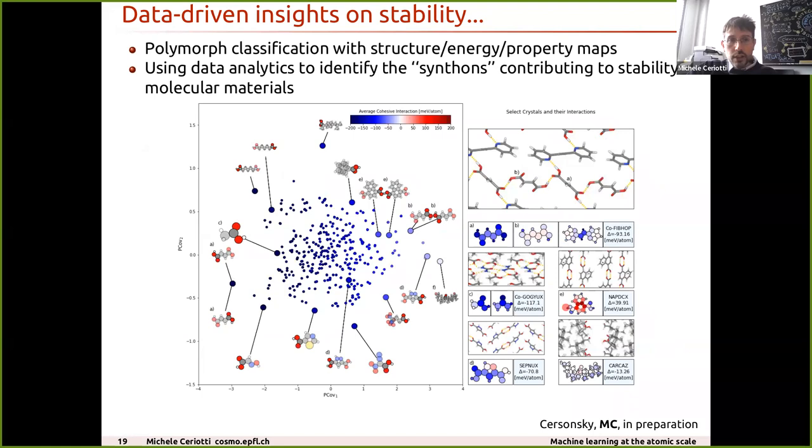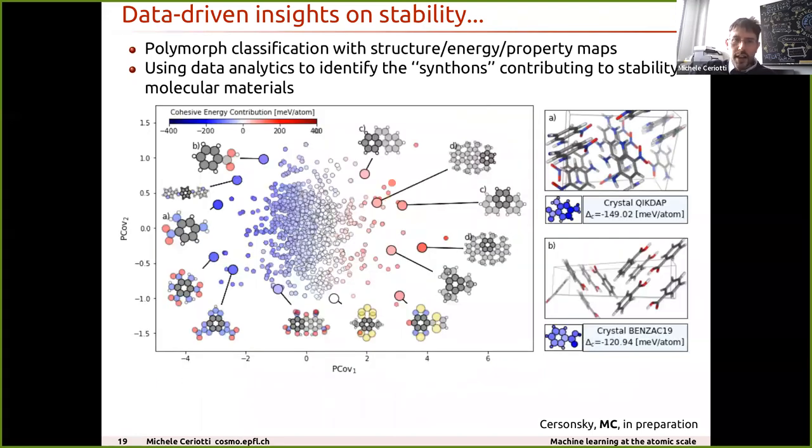And you can use these also to recognize, and this is still a work in progress, binding patterns in molecular crystals. So you can try to generalize rules of thumb, like hydrogen bonding being good for stability. You can generalize these and find more nuanced classifications of different patterns.